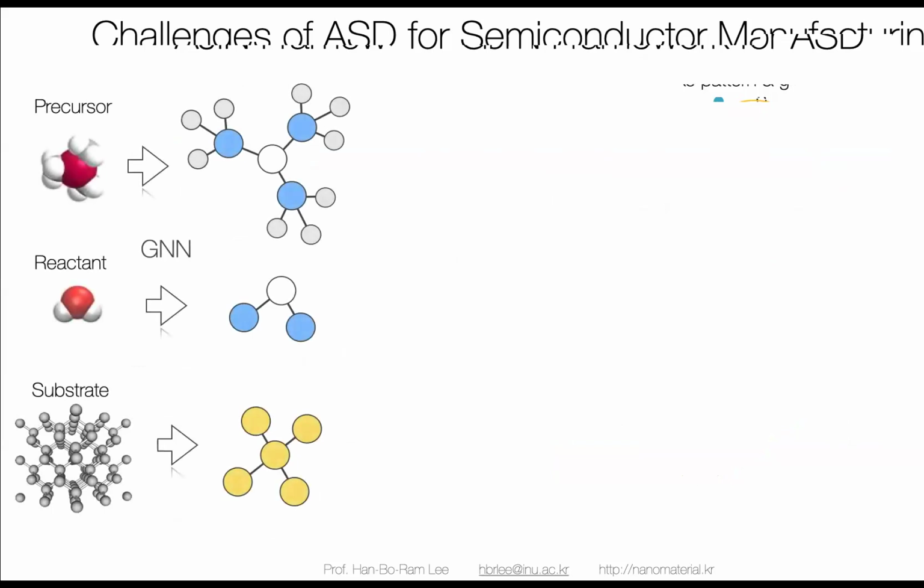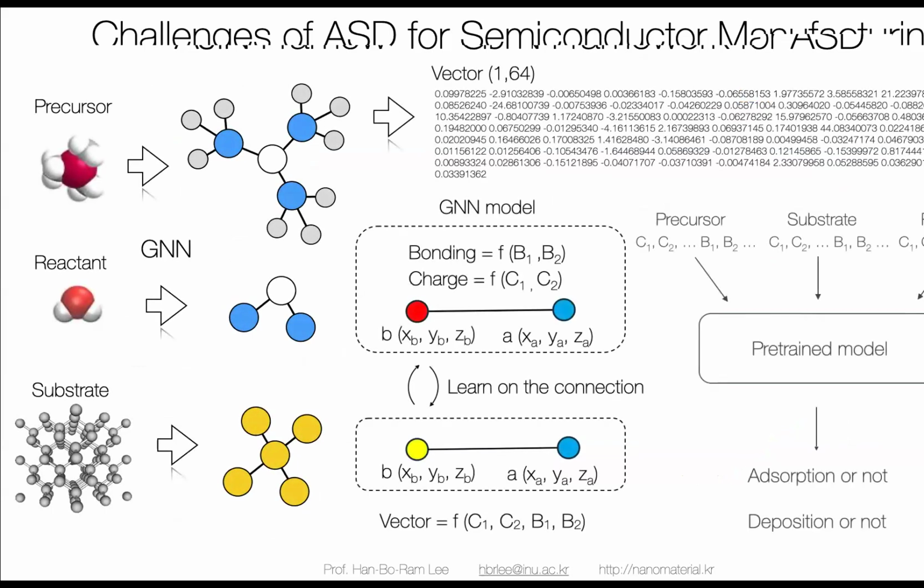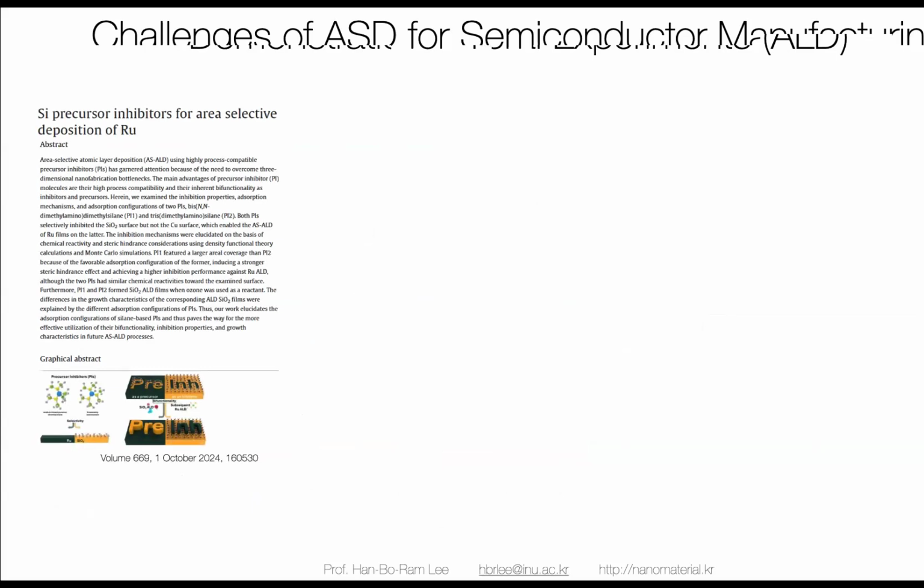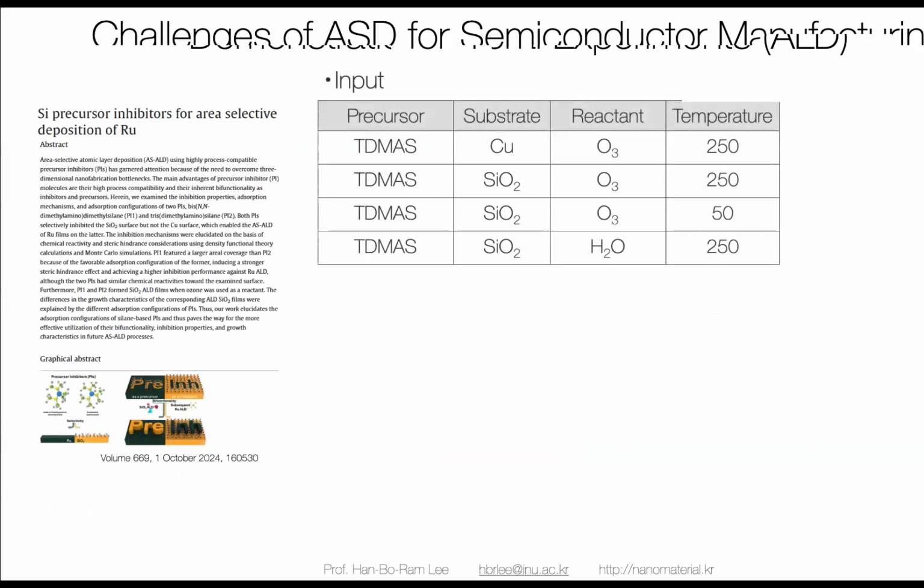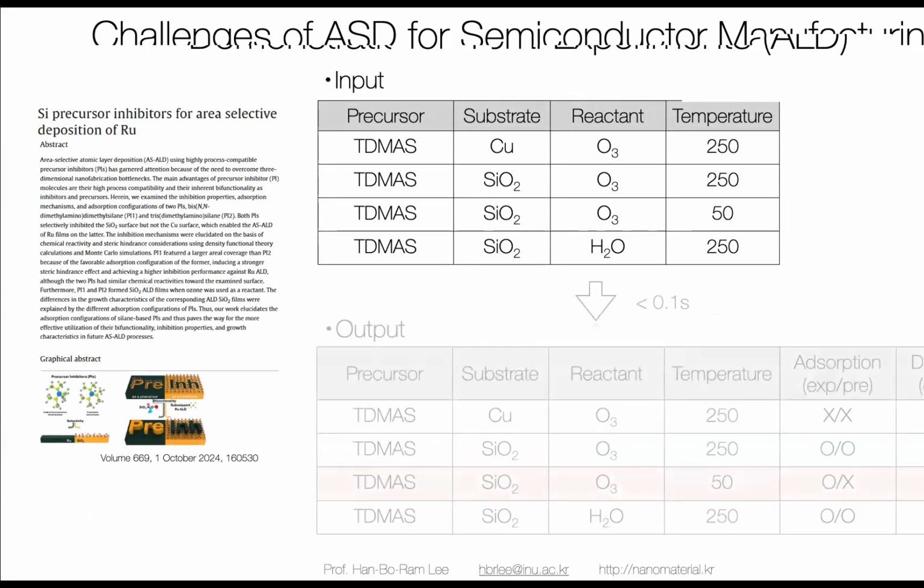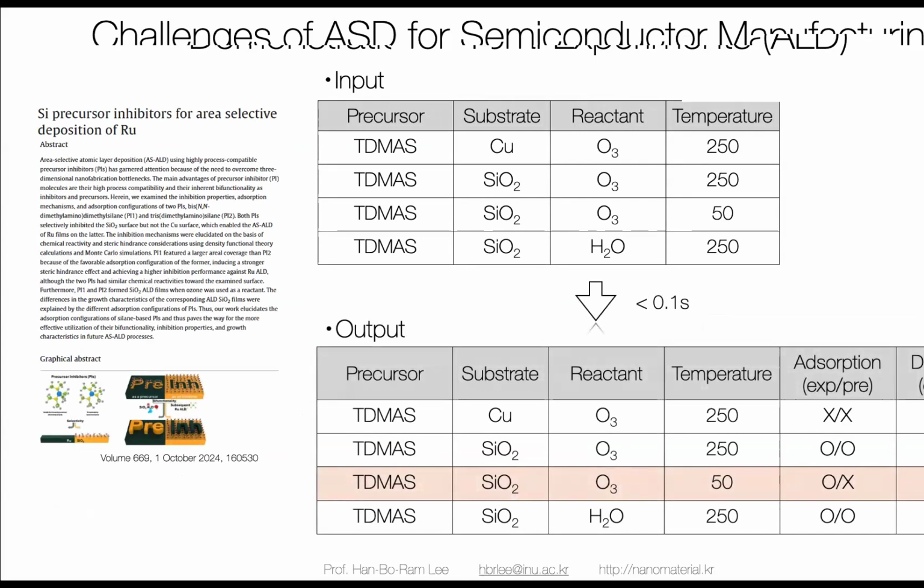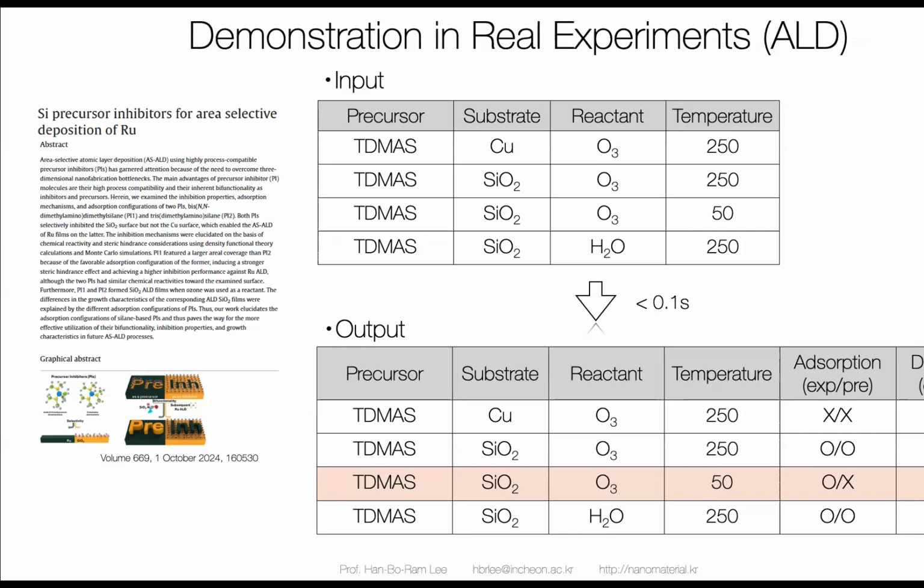So we applied all of the precursor, reactant, and substrate. And then we changed that to a graph neural network, GNN, and changed it to a vector, and then made a GNN model, and then made a pre-trained model. The great result is that we chose this paper's results, and we put in all of the precursor, substrate, reactant, and temperature data. We don't have any information about that in our pre-trained model. And we asked, hey, pre-trained model, our pre-trained model name is the Ajin model. And it made the right answer for everything except one, because that was the only one tested at 50 degrees C.